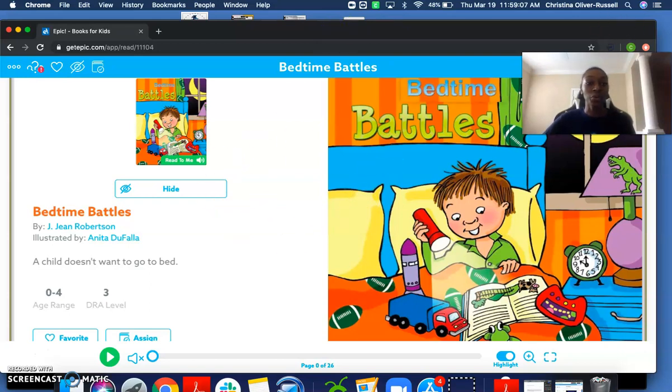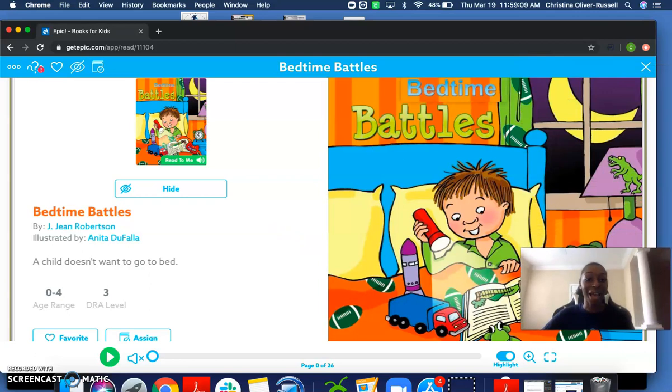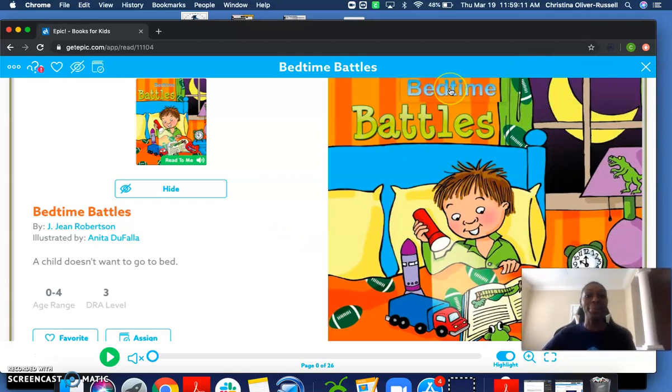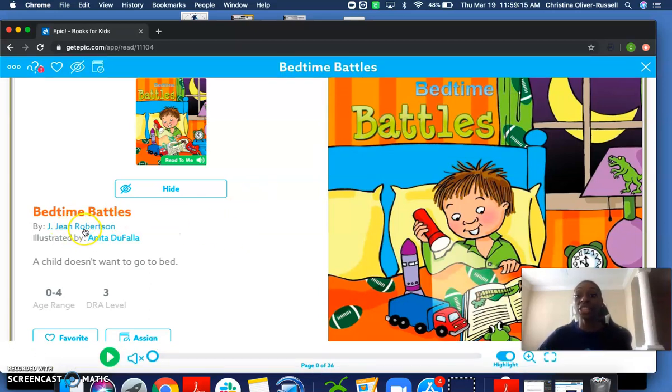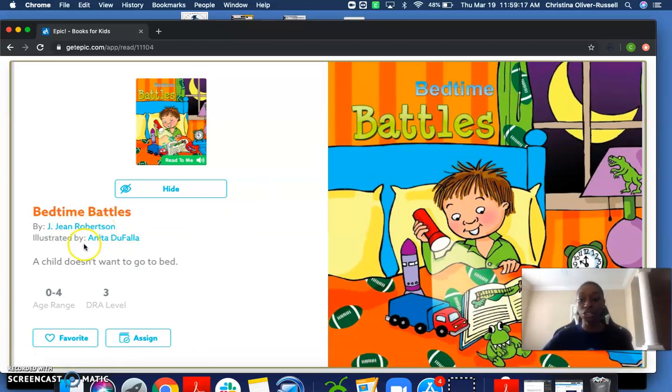So today we're going to be reading Bedtime Battles. This book is by Jean Robertson and illustrated by Anita DeFulla. We know that the author writes the words and the illustrator draws the pictures. So before we read our book, we want to go through and do a picture walk so we can try to predict what we think this story is going to be about.